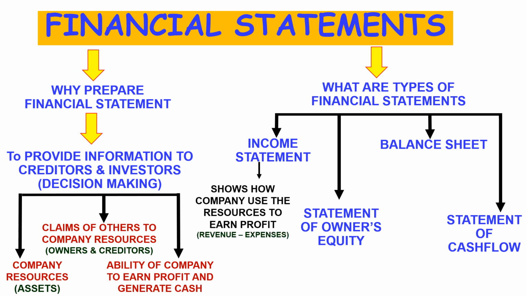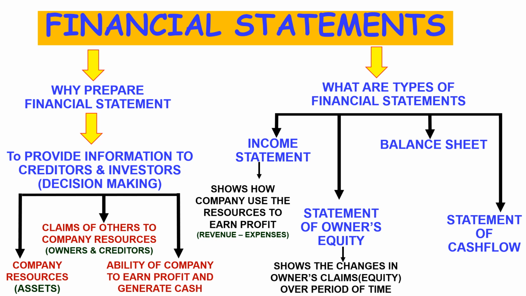So income statement will show how the company used the resources to generate or earn profit. So on this statement, we are going to show the revenues of the business as well as the expenses of the business. Revenue minus expenses will give us the profit or loss of the business. On a statement of owner's equity, we need to show the changes in the owner's claims to the business. So owner has claims to the assets of the business, and we want to show how those claims have changed, what has increased and what has decreased those claims.